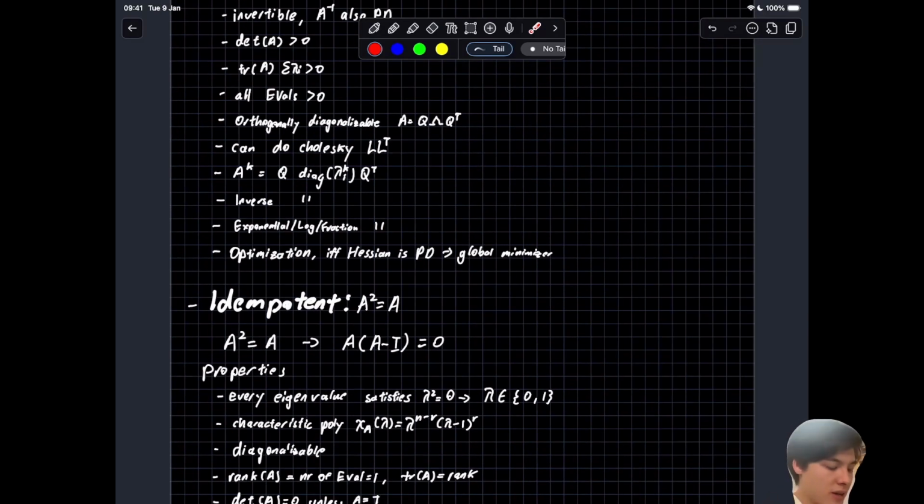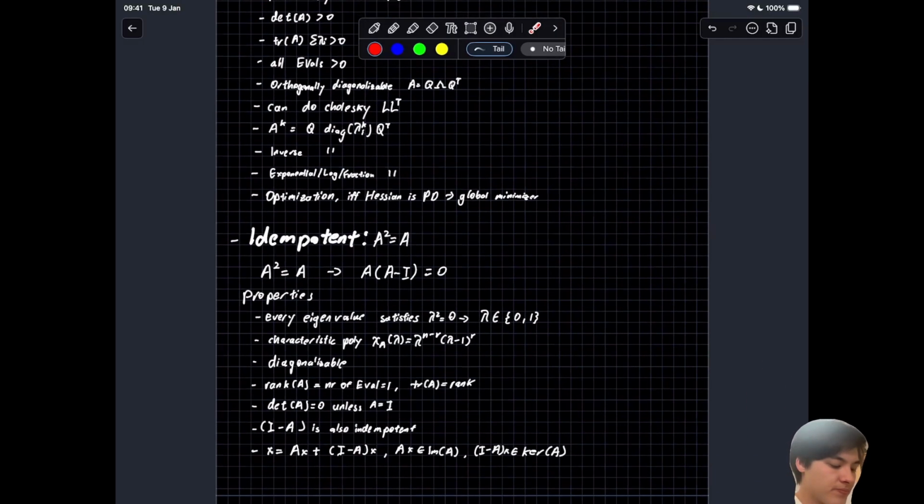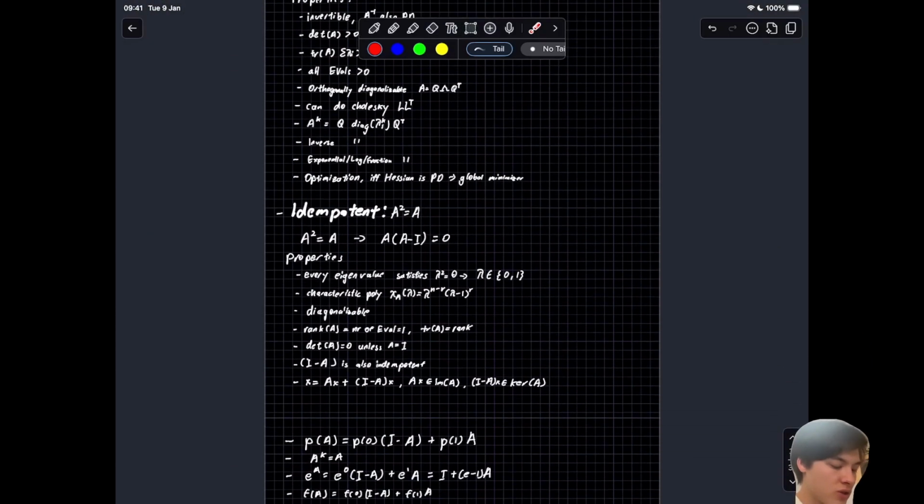And it appears a lot in optimization. So if the Hessian is positive definite, that means it's a global minimizer. And yeah, that's why it's an important matrix.